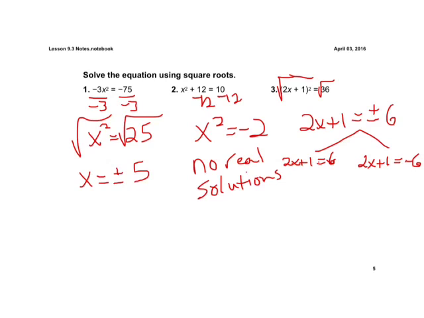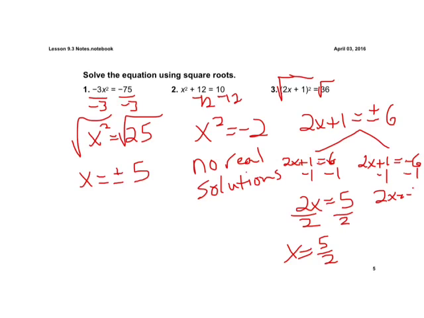And now we're just solving for x. Let's subtract 1. So we have 2x equals 5. Divide by 2 here, and we're going to get a fraction, which is okay. One of our solutions is 5/2. And if we squeeze this in on this side, we're going to subtract 1, so we have 2x equals negative 7. And divide by 2, so we have x equals negative 7/2. So there are our two solutions.